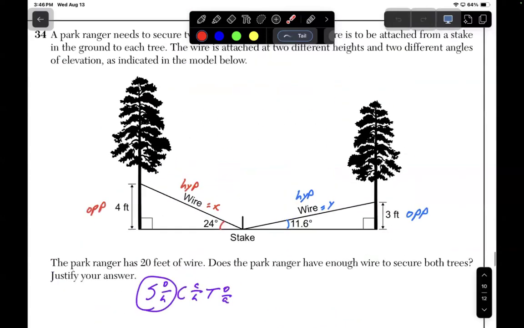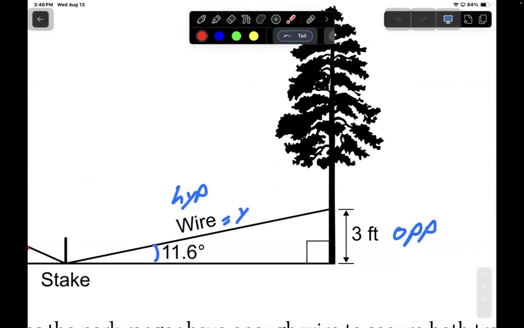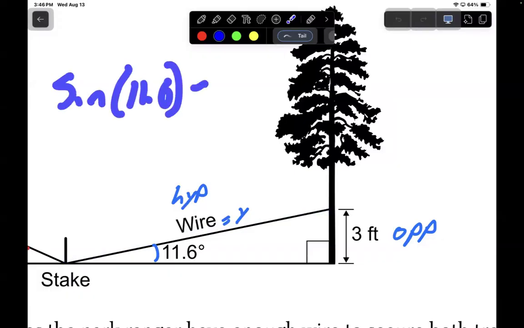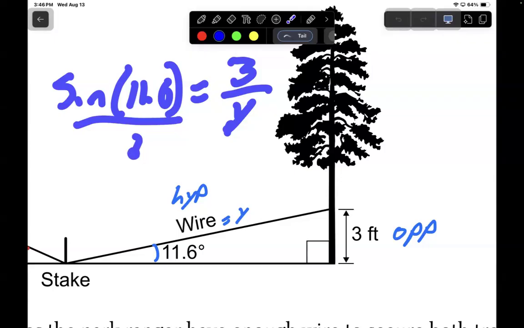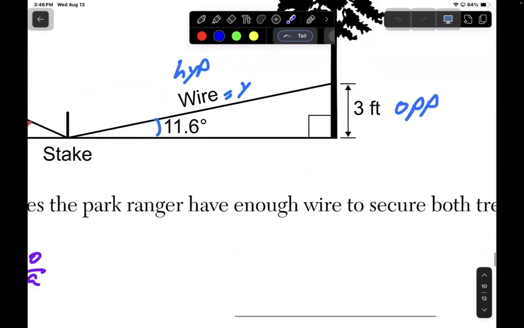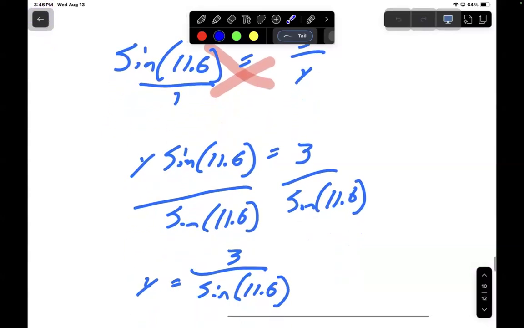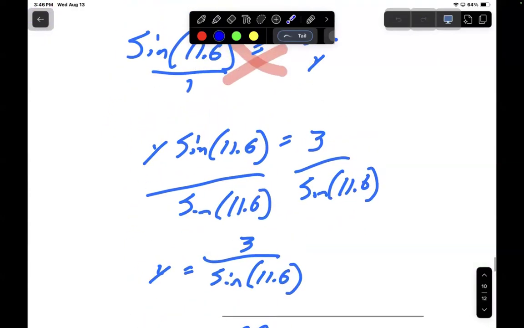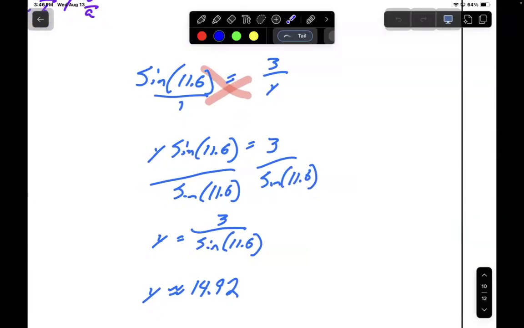Let's go to the other one. It's the same exact calculation. So here, I'm looking for this length. And so it's going to be, again, the sine of 11.6 equals 3 over y. Opposite over hypotenuse. And then you just put that over 1, cross multiply, and what you're going to be left with is this. You can get y equals 14.92.